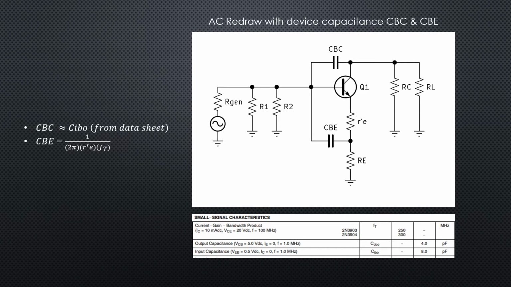Now let's consider the device capacitance of the transistor. So we've got two new capacitances to look at. We've got CBC, which is the capacitance base to collector, and CBE, which is the capacitance base to emitter. Now CBC is approximately equal to Cibo. Cibo is the input capacitance included on the data sheet, so you need to look that up for the transistor that you're working with. And CBE is equal to 1 divided by 2 pi R'e times the gain bandwidth product, which is fT, which is also in the data sheet.